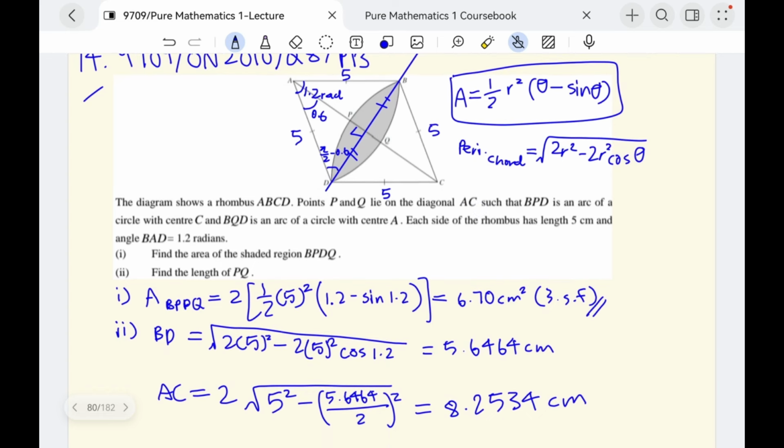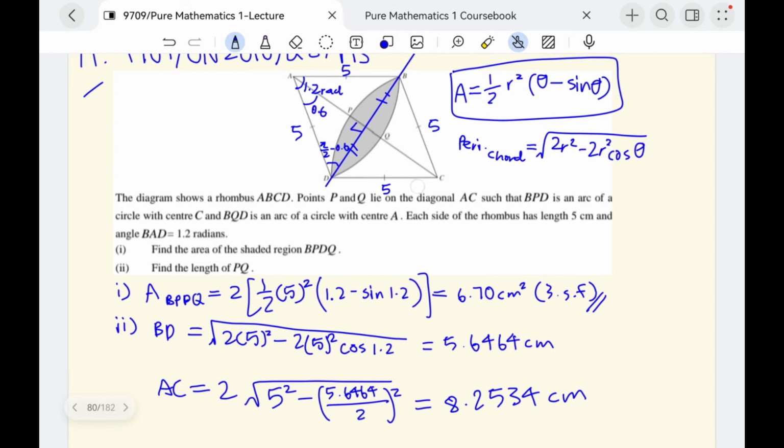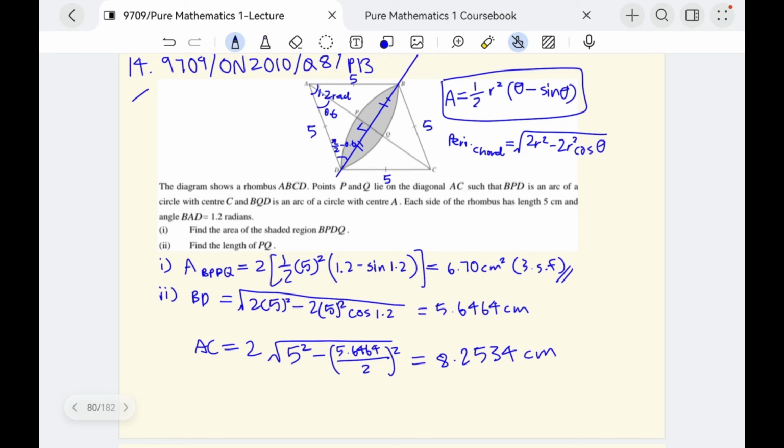And what is the next step? Yeah, the next step is I want to find the AP. I want to find this length. Just now I found this length. I'm sorry, I find this length first and then the twice. Okay.